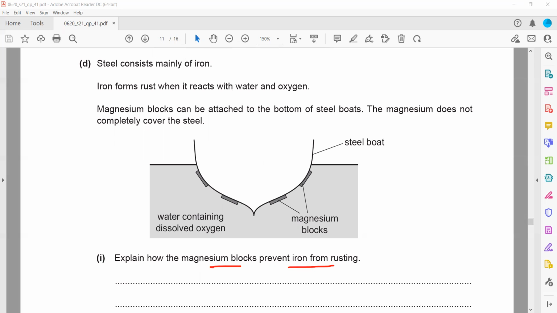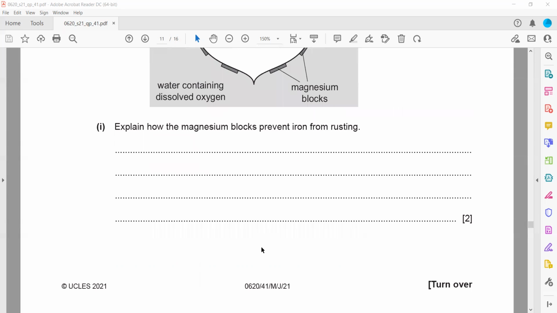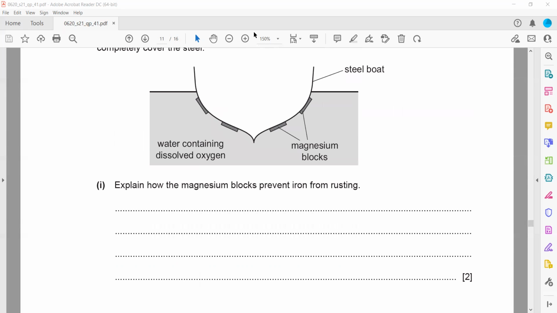So what are the steps? Magnesium is more reactive than iron. Magnesium oxidizes, or loses electrons. So iron is not able to lose electrons, or iron is not oxidized, because for oxidation to occur, iron must be oxidized. So here you will mention magnesium.